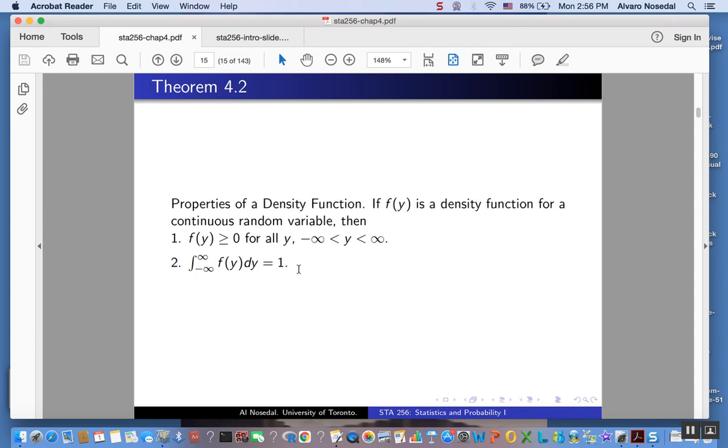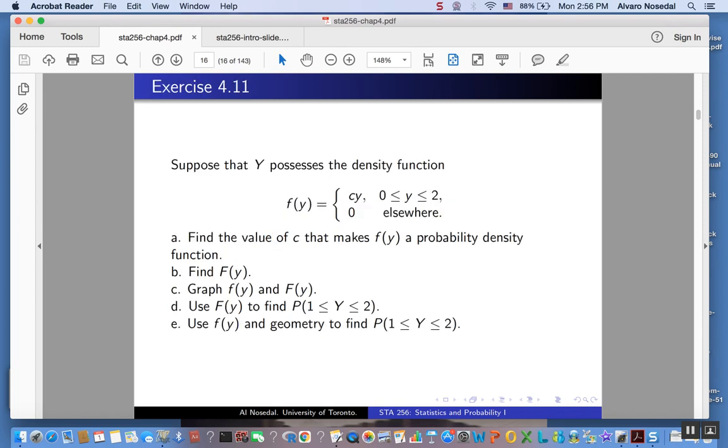Okay, so now we are ready. Let me show you the exercise that I would like to solve with you. We have a random variable y, and we are told that the probability density function lowercase f at y looks like this: c times y, as long as y lives between 0 and 2, including both 0 and 2, and it's going to be 0 elsewhere.